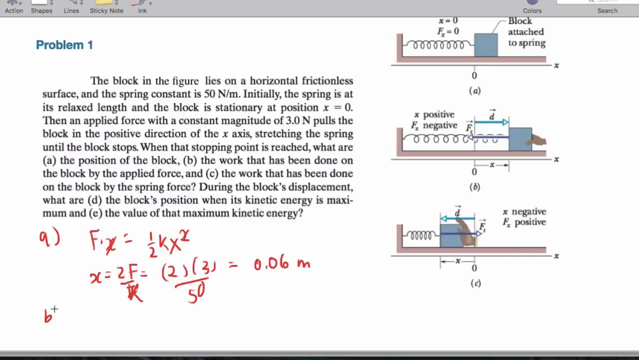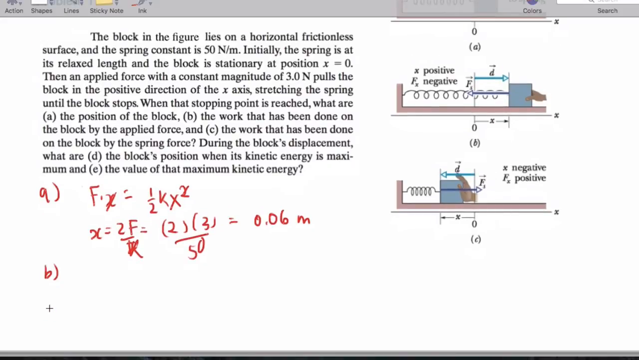Now, for B. Actually, before I get to B, I seem to consistently make this mistake. This is 0.12 meters. I apologize for that.